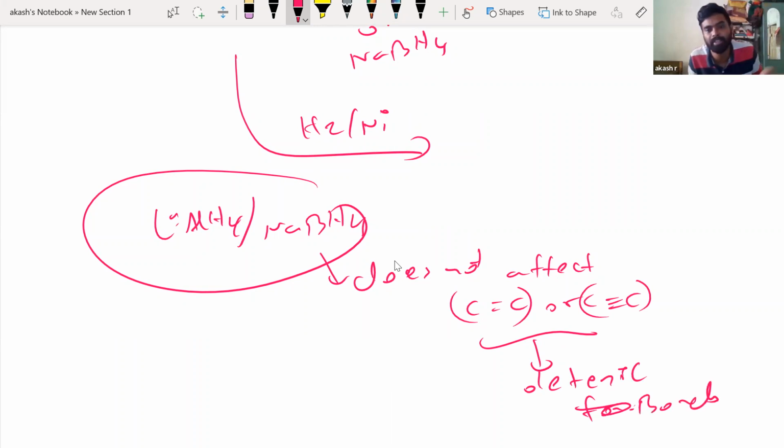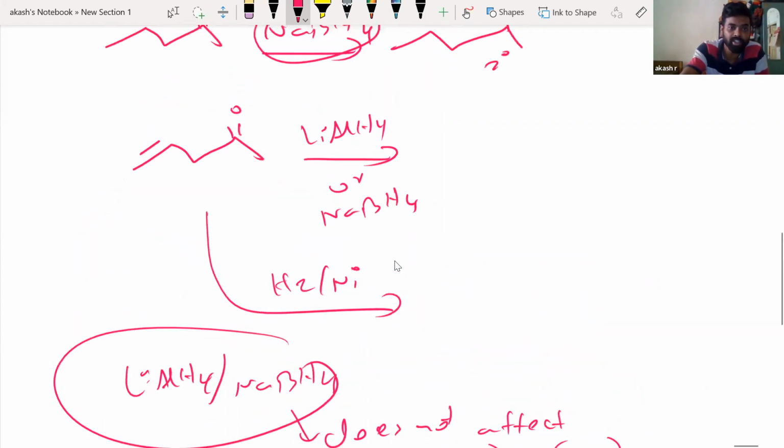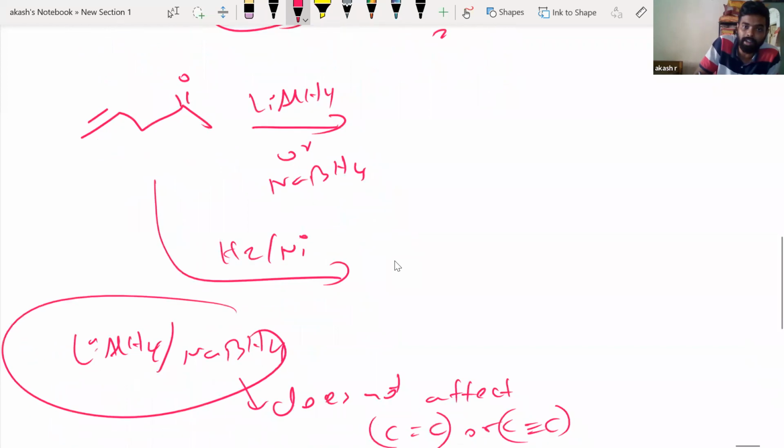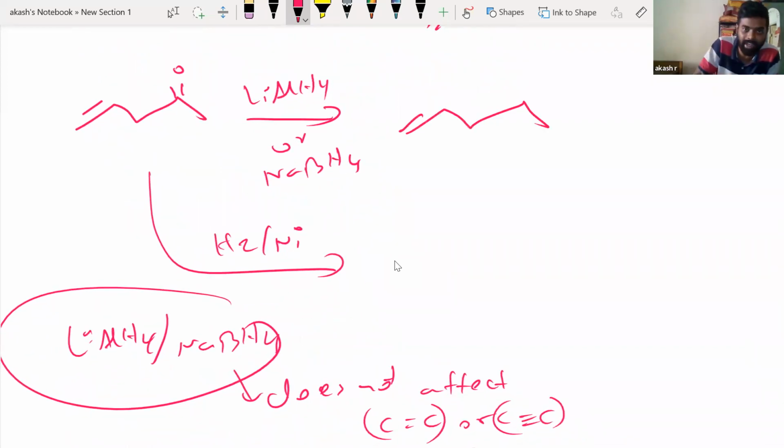Olefinic bonds are nothing but C=C bonds. These are C≡C bonds. So your LiAlH4 or NaBH4 will not affect C=C or C≡C bonds. If you go for a reducing agent like this, the double bond stays as such. Nothing is getting affected. But the ketone or an aldehyde alone will be converted into alcohol, right?